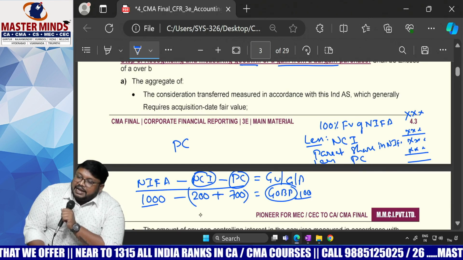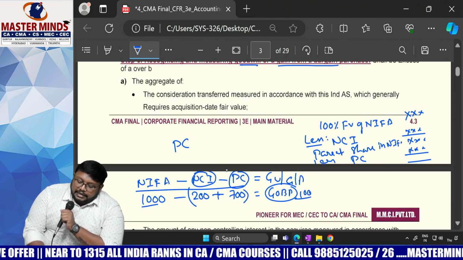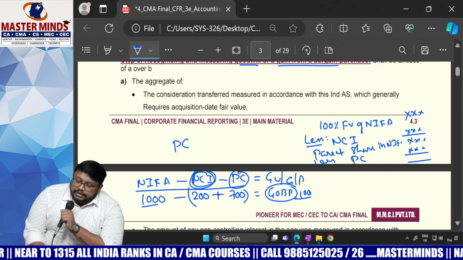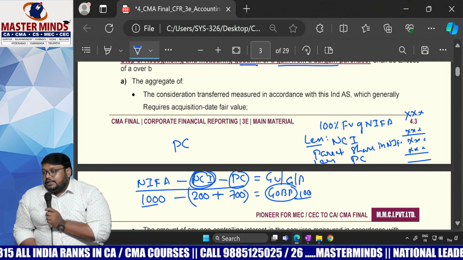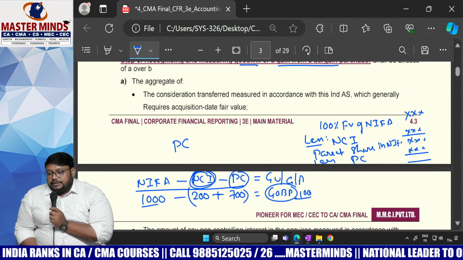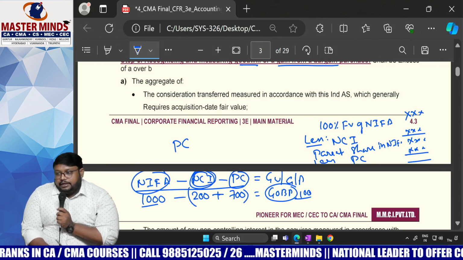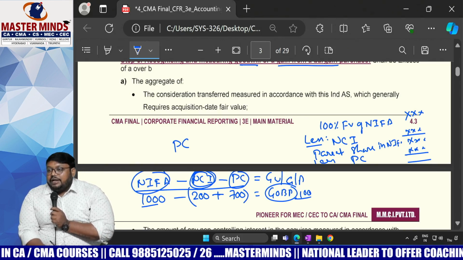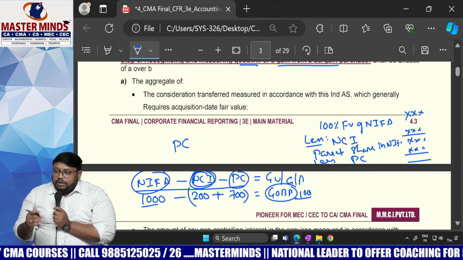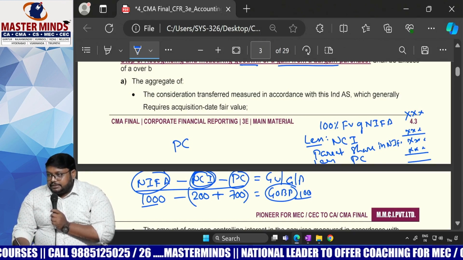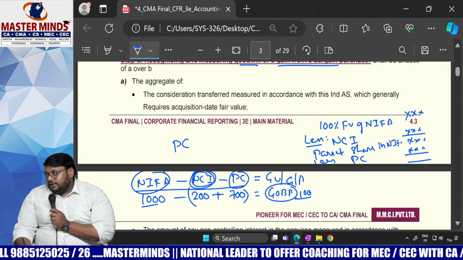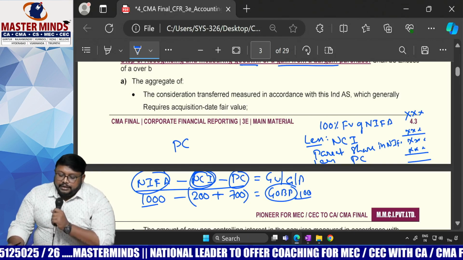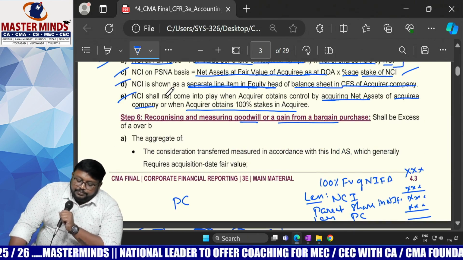So that means we are aggregating non-controlling interest and purchase consideration. When you aggregate purchase consideration and non-controlling interest, we will check with net identifiable assets. First we add non-controlling interest and purchase consideration, and we compare with net identifiable assets. Likewise also we can compute goodwill or gain on bargain purchase. Two methods they have given here.